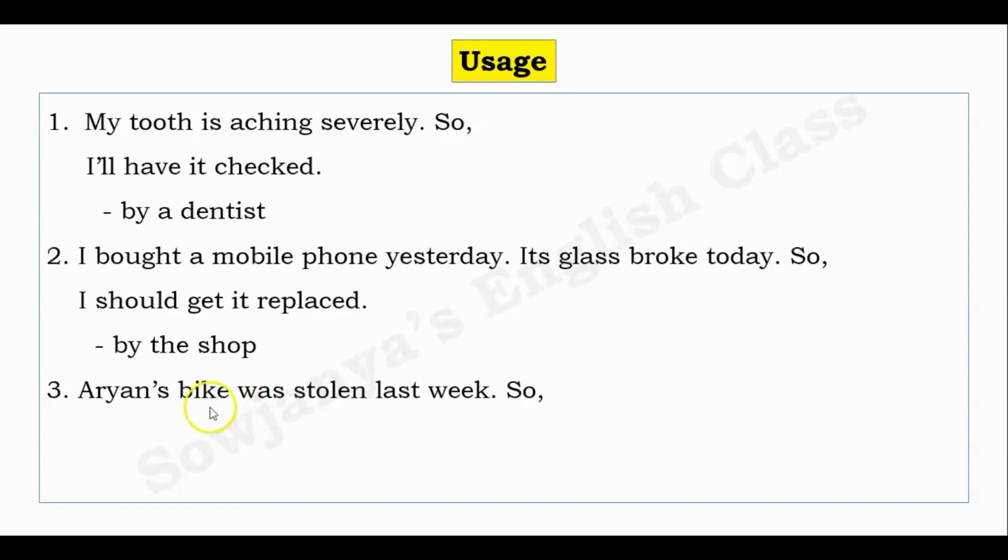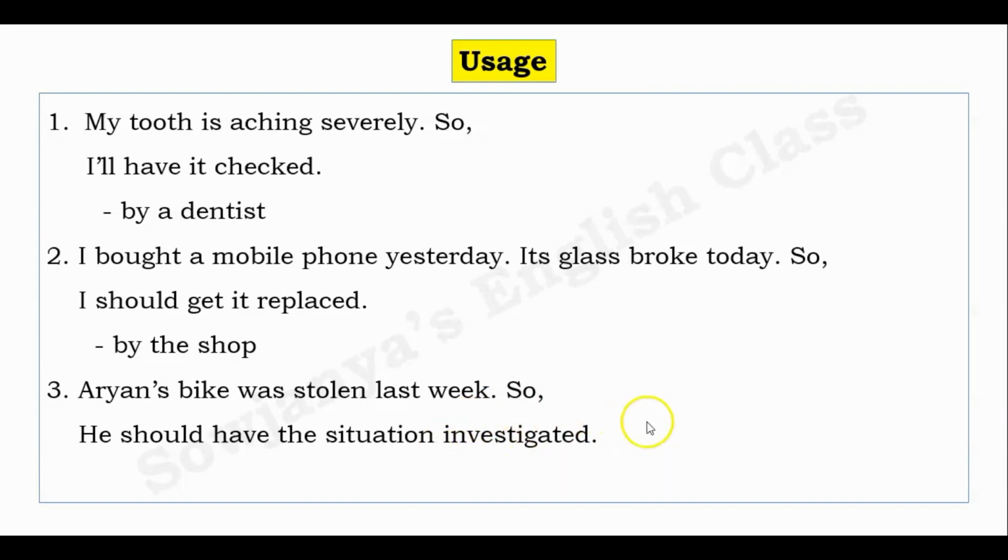Third one, Aryan's bike was stolen last week. Okay, his bike was stolen last week. So what is he supposed to do? He should have the situation investigated. Now, who is going to investigate? Yes, the police. Okay. So here you have observed all these three sentences, right?